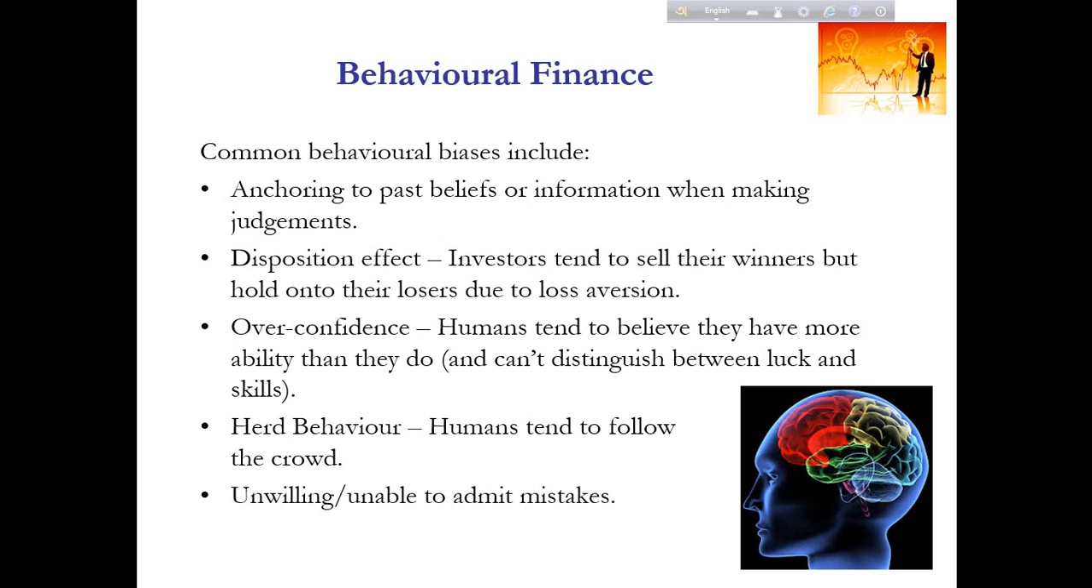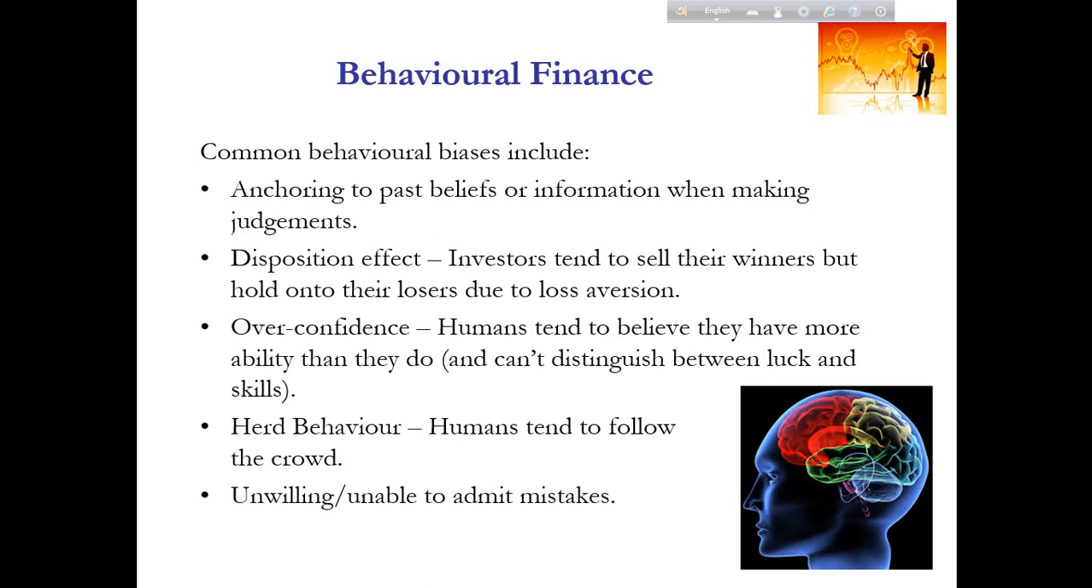Another common behavioral bias is that humans tend to believe that they have more ability than they actually do. Particularly, investors tend to be overconfident. Now, unfortunately for the men in the group, research also tends to show that men are more overconfident than women. This is a behavioral bias that particularly affects the male gender. But all humans in aggregate do tend to be overconfident.